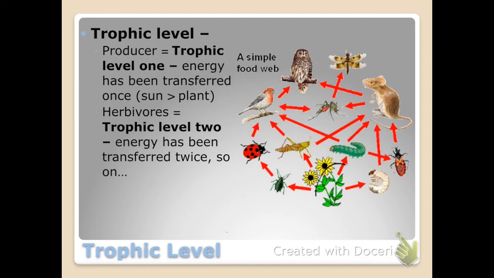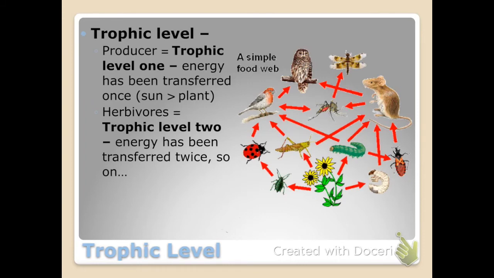So if we start with our producer here, the energy has been transferred one time. It's been transferred from the sun to this producer. And so this producer is representing a trophic level of 1. Okay, the energy has been transferred one time. From there, whatever organisms eat this producer, let's say we go here, this will represent a trophic level of 2, this herbivore. A trophic level of 2, because now the energy has been transferred from the sun to the plant, and from the plant to this larva. Okay, and this can go on and on. It'll just keep going up and up and up as energy gets transferred from one organism to the next.